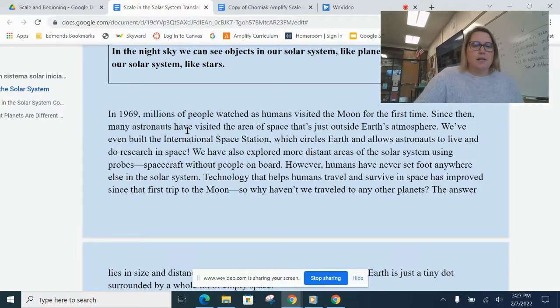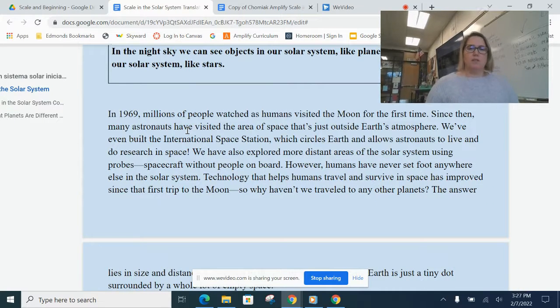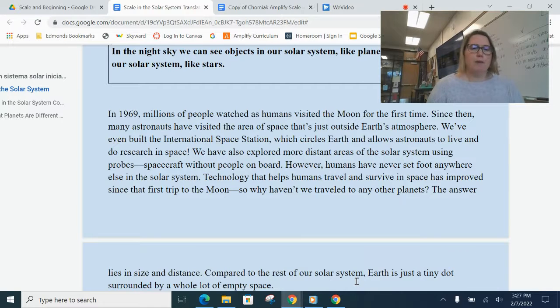In 1969, millions of people watched as humans visited the moon for the first time. Since then, many astronauts have visited the area of space that's just outside Earth's atmosphere. We've even built the International Space Station, which circles the Earth and allows astronauts to live and do research in space. We have also explored more distant areas of the solar system using probes, which are a spacecraft without people on board. However, humans have never set foot anywhere else in the solar system.